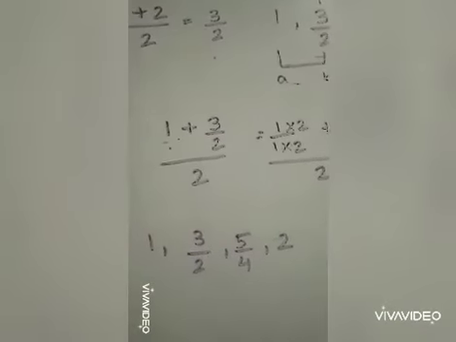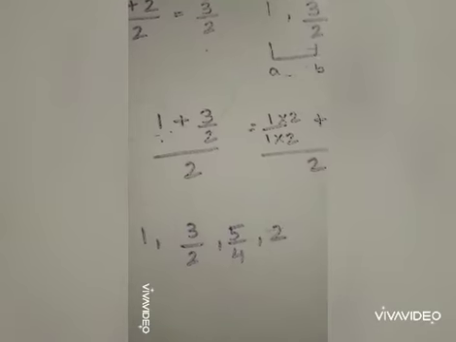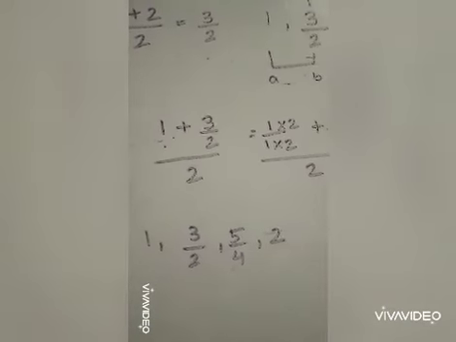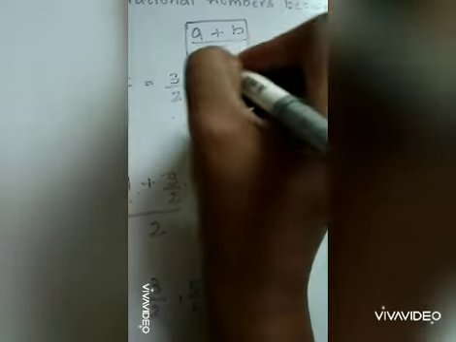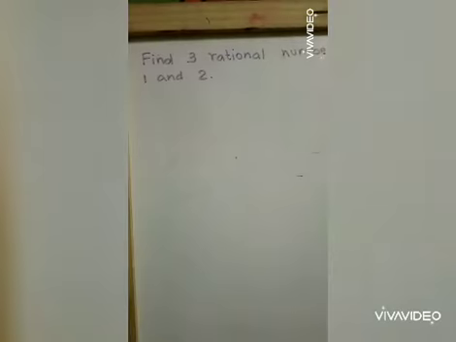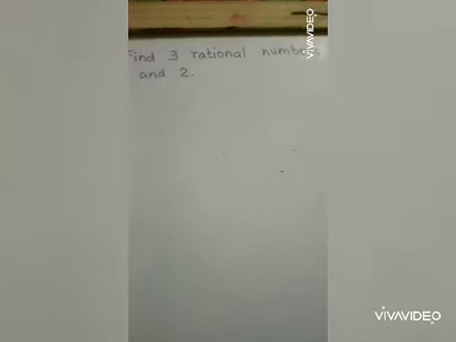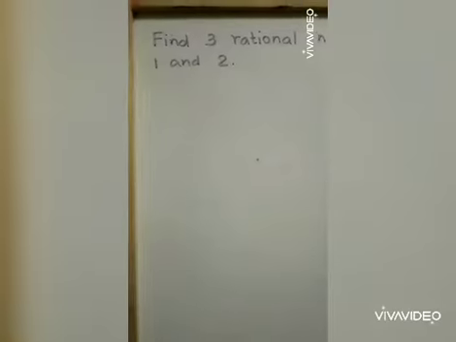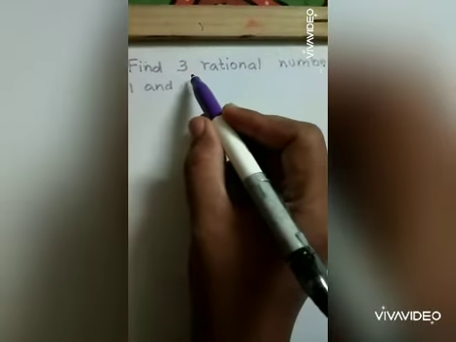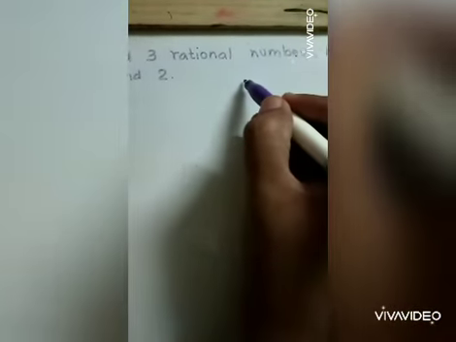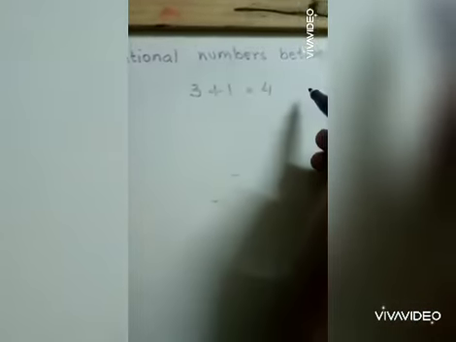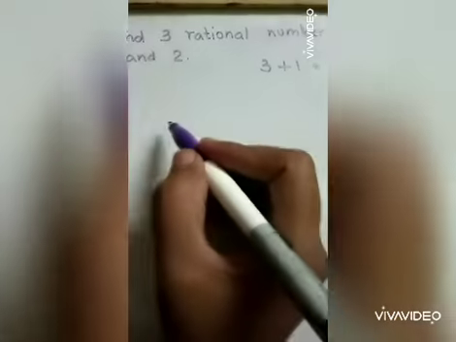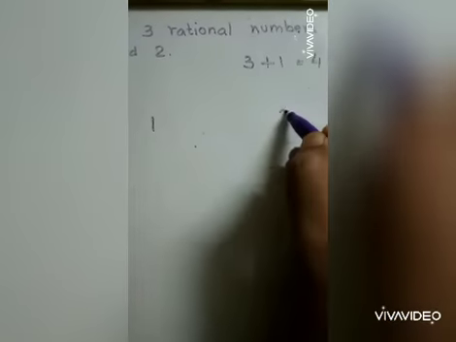So this way you have to go on and calculate the rational numbers with the help of the formula (a + b) upon 2. Now our second method of finding rational numbers between 1 and 2. Okay. So first, how many do you have to find? That is 3. So the first calculation is 3 plus 1 equal to 4. Now this 4 becomes your base. That is, this is 1, this is 2.